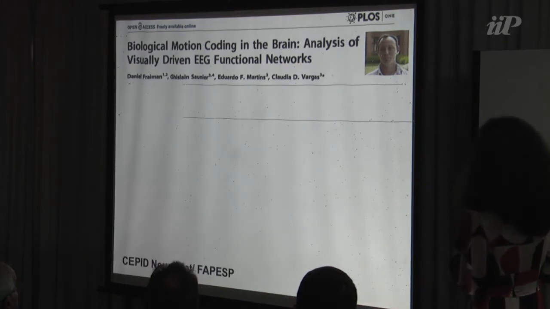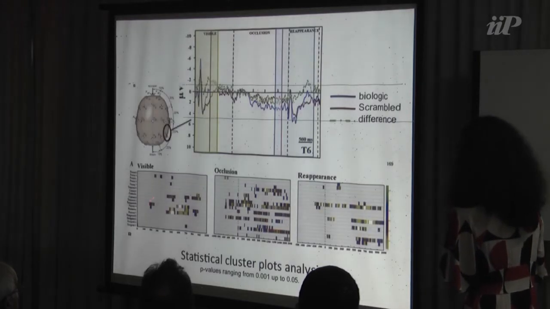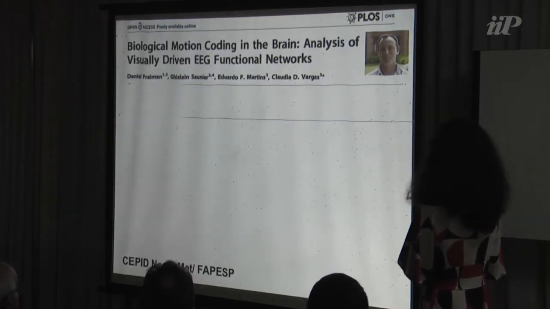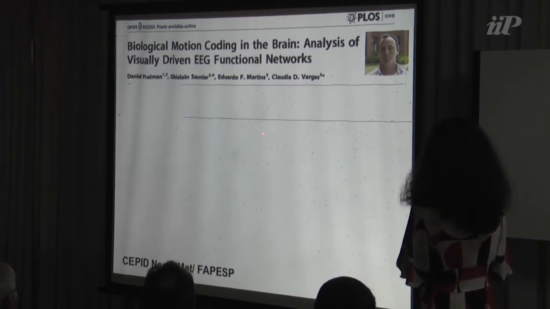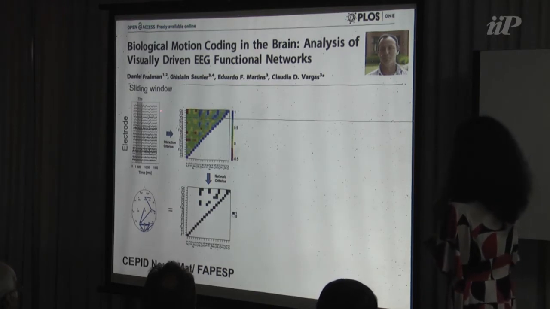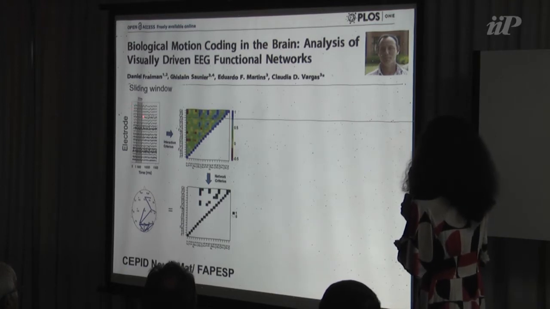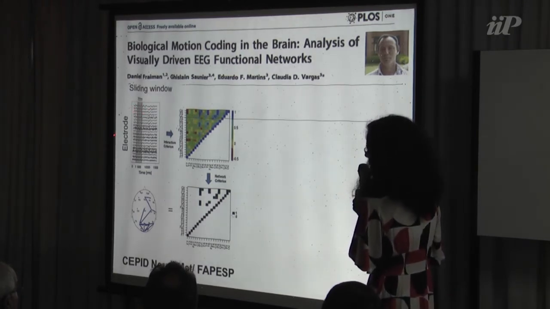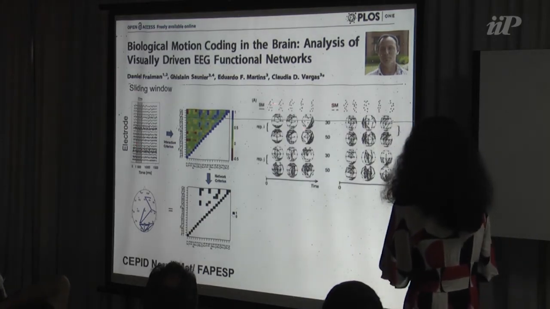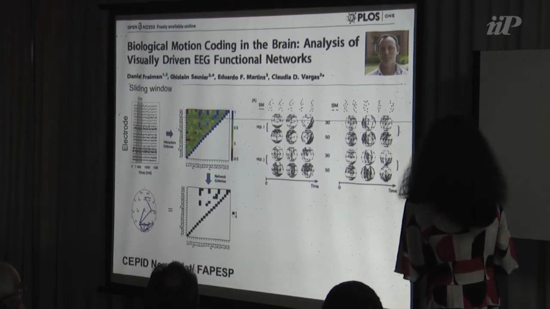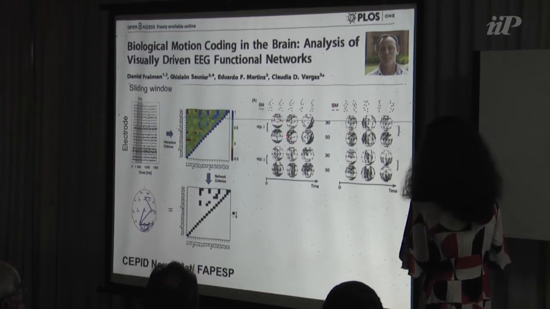In collaboration with Danielle Freiman, we took this visible part, this very first part of the experiment I just showed you, and we decided to analyze it using EEG functional networks. I think that Danielle talked a little bit about this, so just to remind you, what we did with Danielle was to build functional network maps of the brain activity by looking at the synchronization activity between pairs of electrodes. And we obtained this kind of representation. So this is one repetition, one trial of biological motion visualization during the visible period.